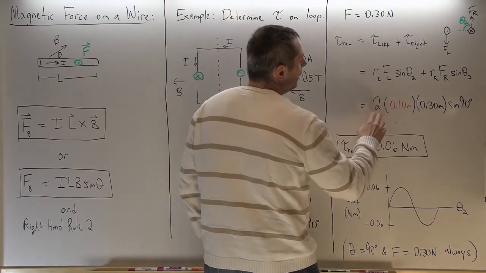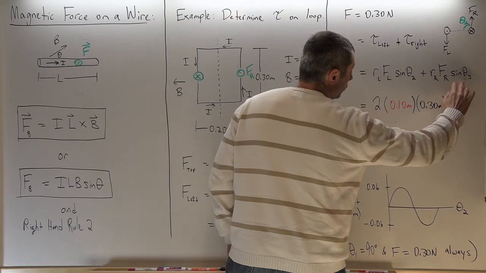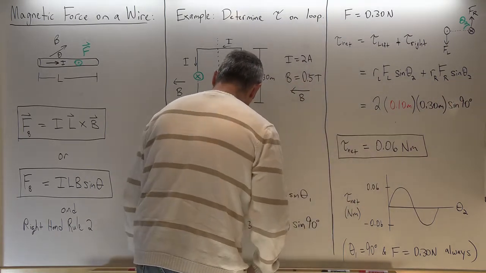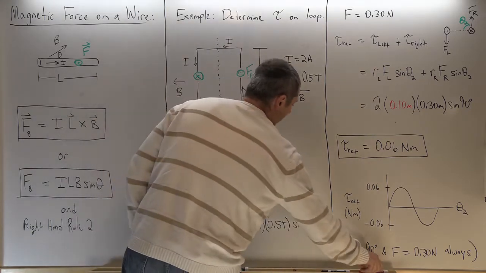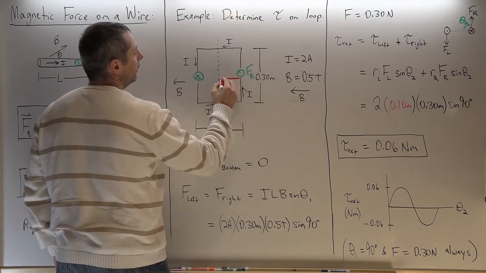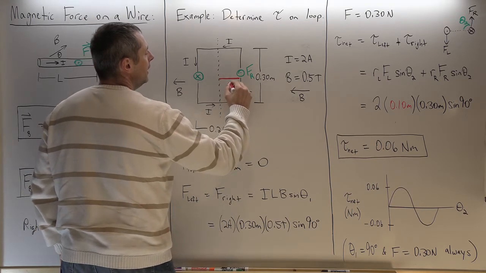So I plug in, since these torques are the same, I'm just going to calculate one of them and double it. Where is the radius? The radius is how far away the force is applied to what we consider our axle. So this is the radius right here.